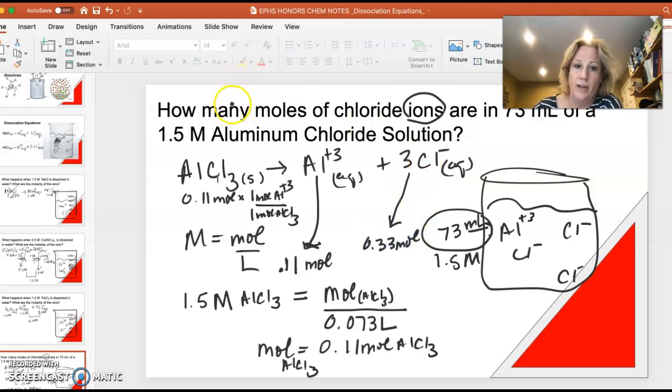So the question though is asking how many moles of chloride. So that is my answer. I didn't need to do the aluminum, but it didn't hurt.